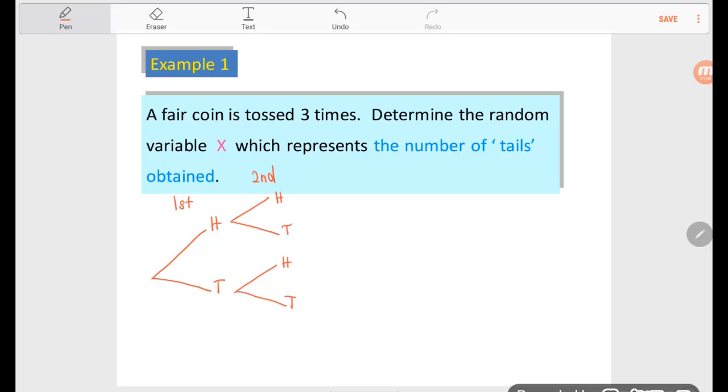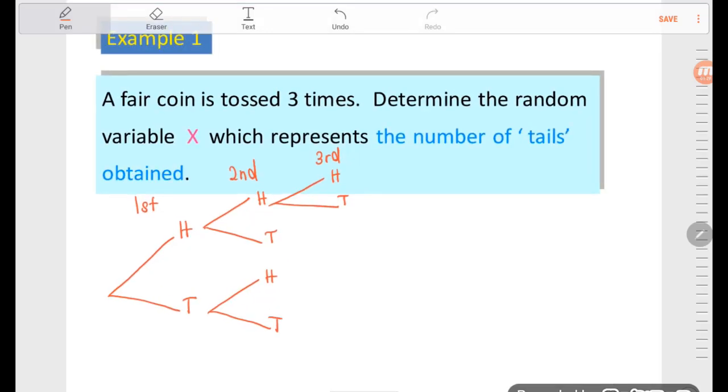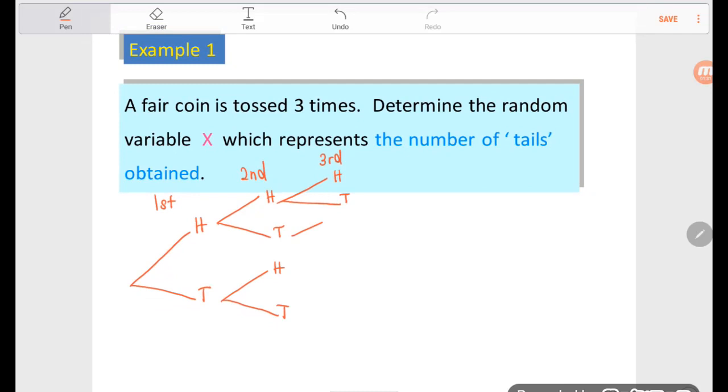Because we toss the coin 3 times, we need to do this one more time. This is for our third toss, where we can get either heads or tails. Then we repeat the process for each branch, heads or tails, heads or tails, heads or tails. Now we can notice that we have 8 possible outcomes.